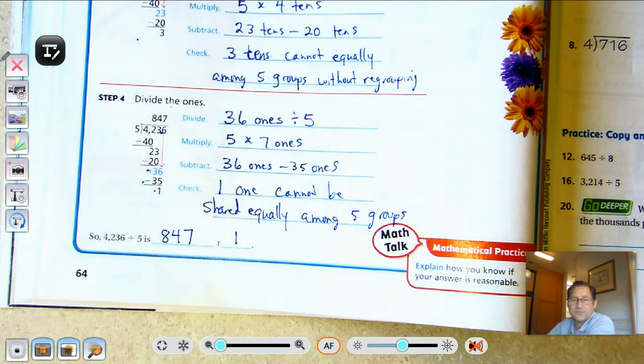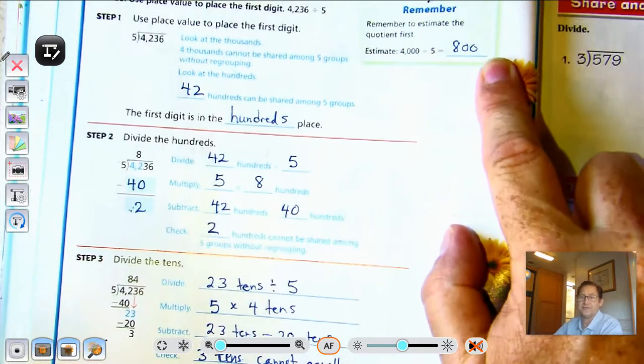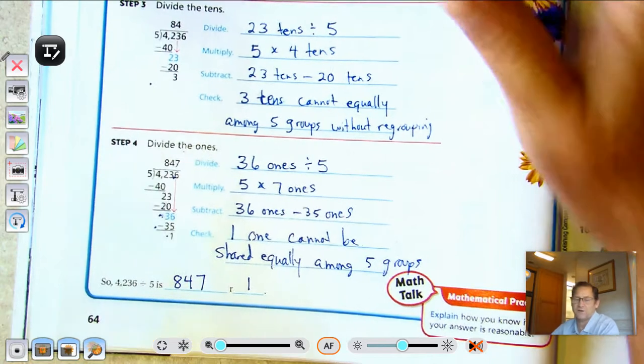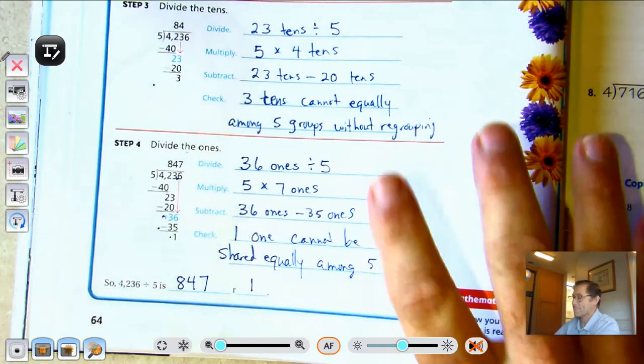And how do we know if our answer is reasonable? Well, we said our estimate was 800. 800 is close to 847, so our answer is reasonable. All right, so let's continue with our share and show problems.